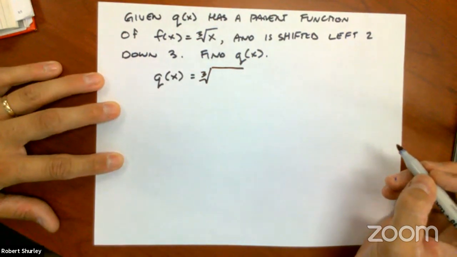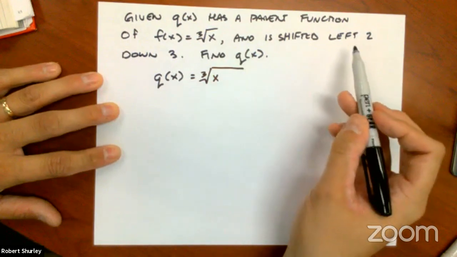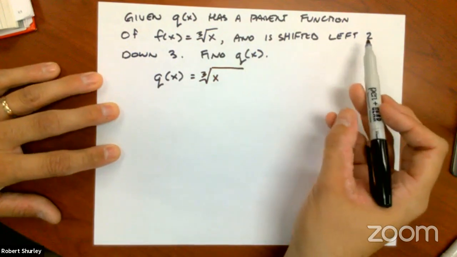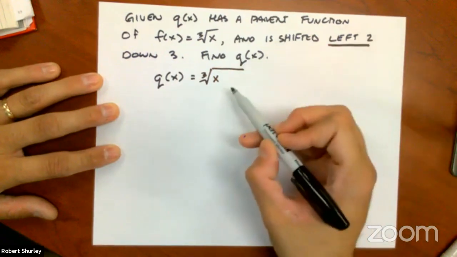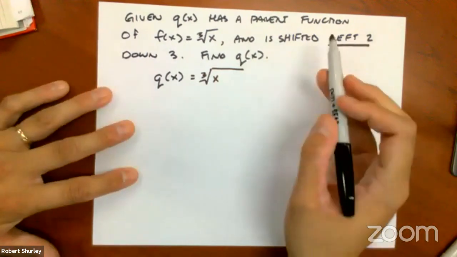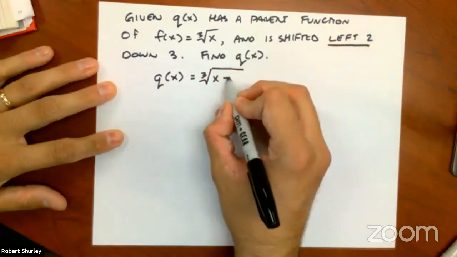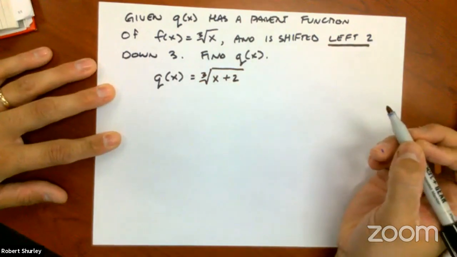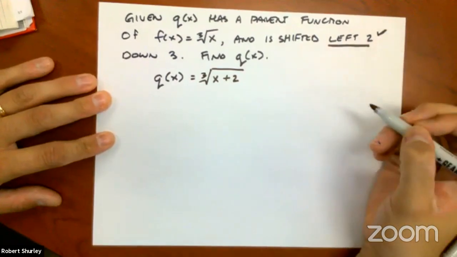Right? I'll put an x here. And I'm going to do something on the inside because I know I've got shifting left, right? This is my horizontal shifting. So that goes on the inside of the function. So really, for this example, in the radical. Now I go to the left 2. I know my brain wants to say minus, but really it's plus 2 on the inside. That covers my left shifting, okay?